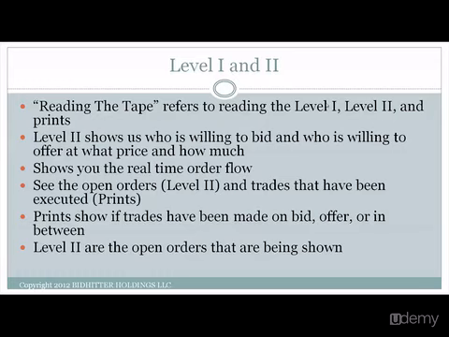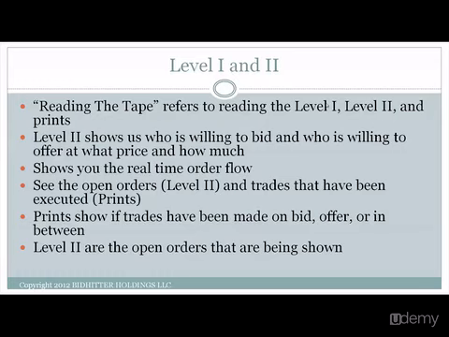The level 2, like I mentioned before, is a more advanced level 1, and it shows you the open orders that are being shown. Also keep note that there are hidden orders and there are orders that aren't shown, but the level 2 shows you what is being shown. So right here we have a basic screenshot of a level 2 market maker box and level 1.